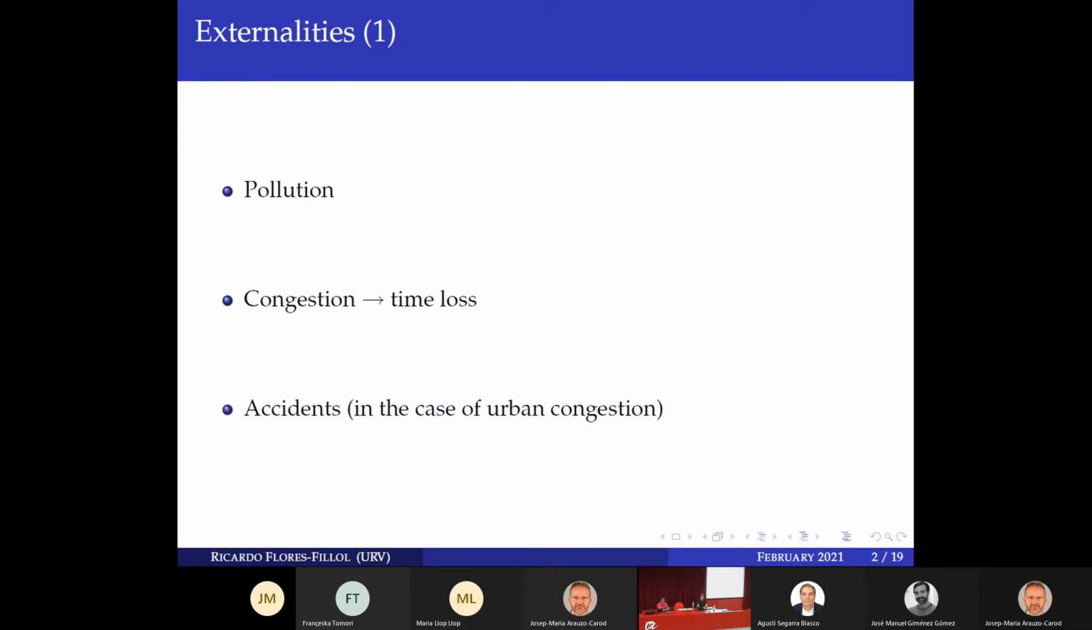And then there are other externalities like accidents. This is also in the case of urban transportation. And I didn't mention it here, but there's also noise, which is very important, especially in aviation. Well, there are many things going on here. But probably the most important ones are pollution, and actually pollution and noise are linked to each other because more emissions typically are also related to technologies that generate more noise. So basically the most important ones probably are pollution and congestion.